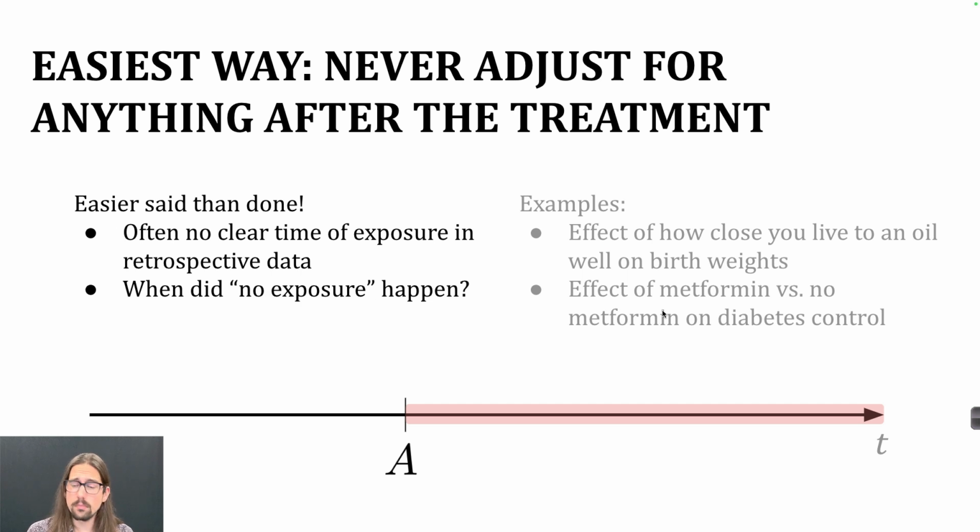So let's say you want to know, are people who take this drug, metformin, going to do better in terms of controlling their diabetes than people who are not taking the drug? And the problem is, if you have retrospective data, you have people who took the drug, you have people who didn't take the drug. For people who took the drug, you know when they started taking it, and you can see what happened after. But for the people who didn't take the drug, when is it that they started not taking it? They were never taking it.